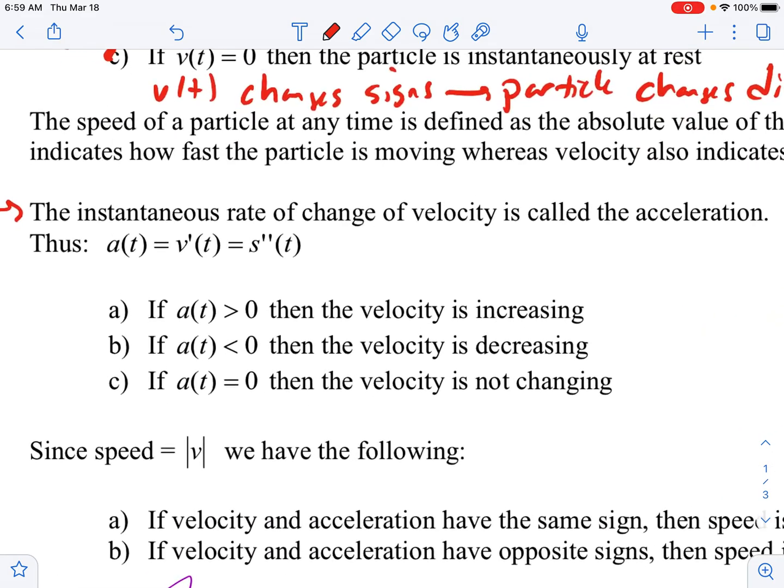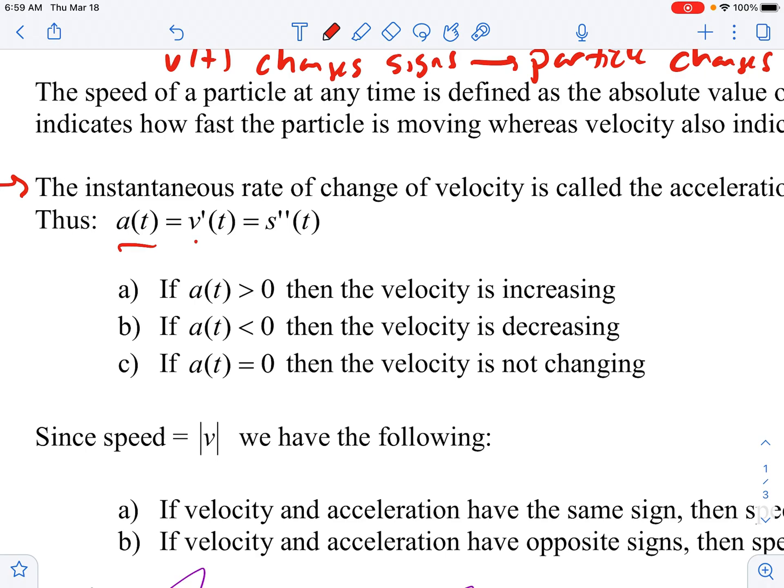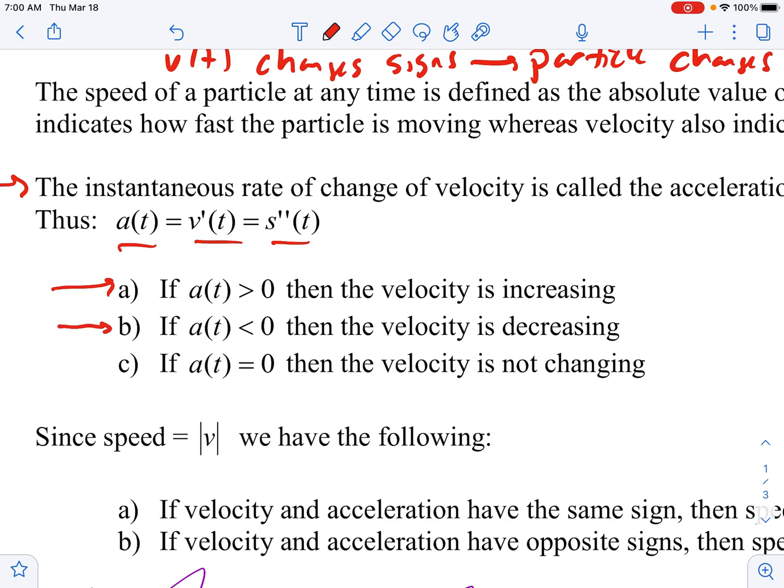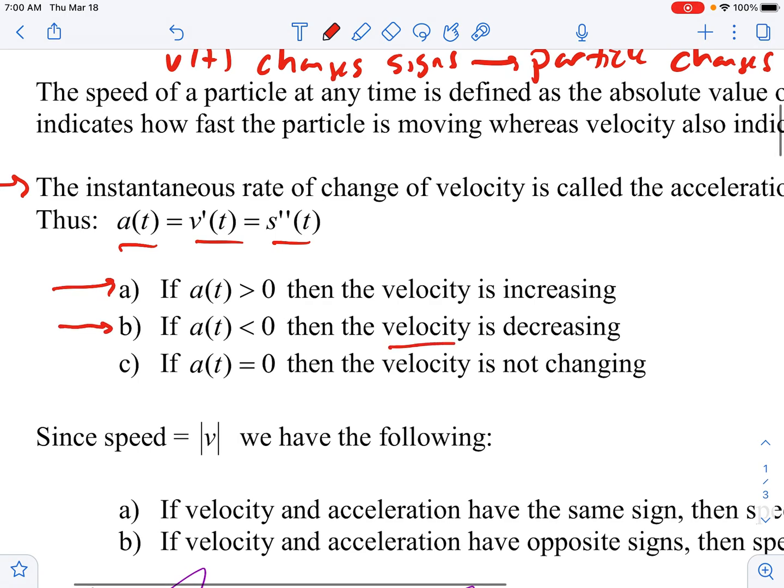Down here, to continue with the notes, acceleration is the first derivative of velocity, which again is the second derivative of position. If acceleration is positive, then the function it came from, velocity, is increasing. It's like the way f and f prime work: if a function is increasing, its derivative is going to be positive. If acceleration is negative, then velocity is decreasing. And finally, if acceleration is 0, then the velocity is constant. There's no change in velocity.